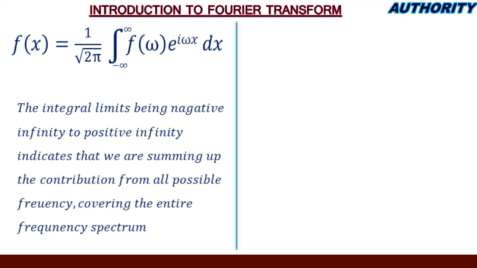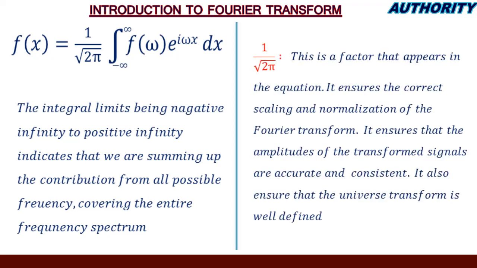Okay, now let's go. The last one we have here is 1 all over square root of 2 pi. This is a factor that appears in the equation. It ensures the correct scaling and normalization of the Fourier transform. It ensures that the amplitude of the transformed signals are accurate and consistent. It also ensures that the inverse transform is well defined.